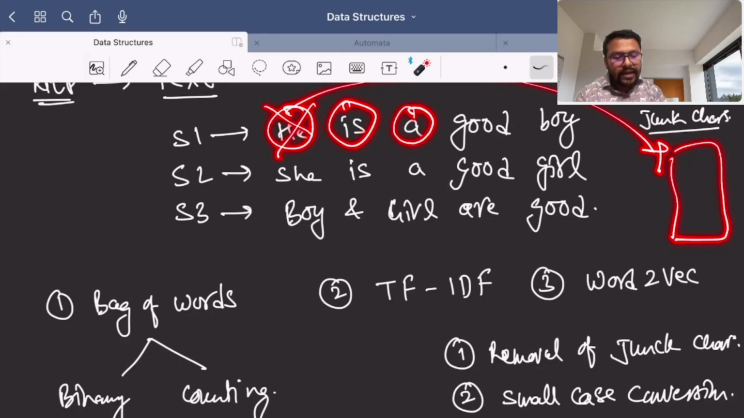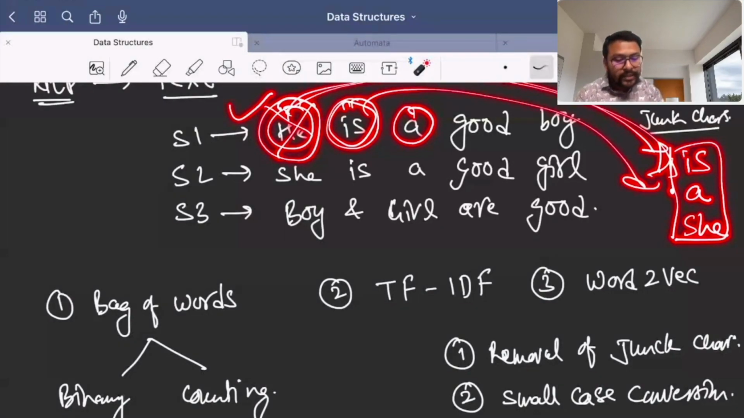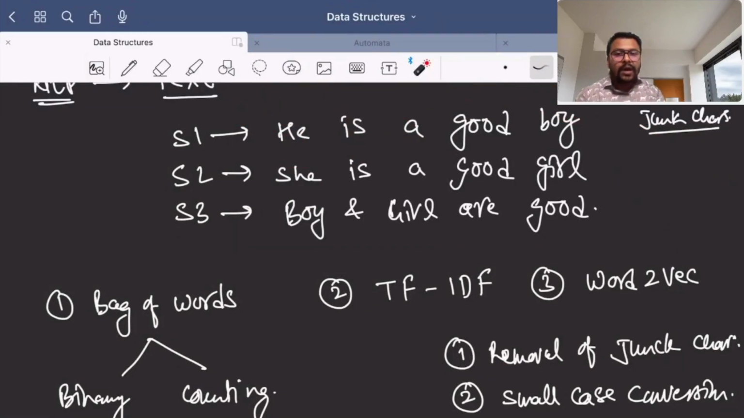For example, I have is here, a here, she here. Is he available in this dictionary? No, so I will keep it. Is is available in this dictionary? Yes, so I will remove it. So this is stop words removal. I will match each and every word against our dictionary. If it is available, remove it. If it is not available, then it is not a stop word.